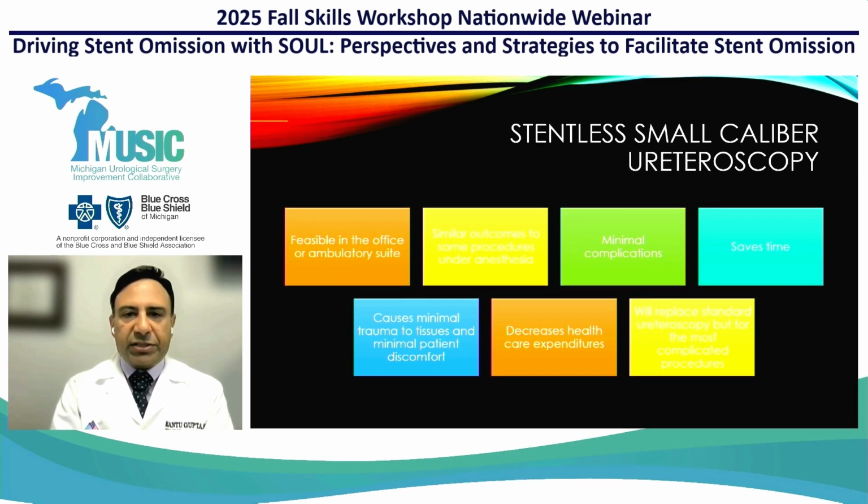So in summary, a stentless small caliber ureteroscope is feasible in the office or in the OR. The outcomes are similar to the same procedures performed with larger caliber scopes. There's minimal complications. They save time because you only need one scope for the entire procedure. There's minimal trauma to the tissues and minimal patient discomfort in the office as well. It decreases healthcare expenditures. And I think in the future, the smaller caliber ureteroscopes will replace the larger caliber ureteroscopes because there's really no downside to them that I've found so far in the cases I've done.